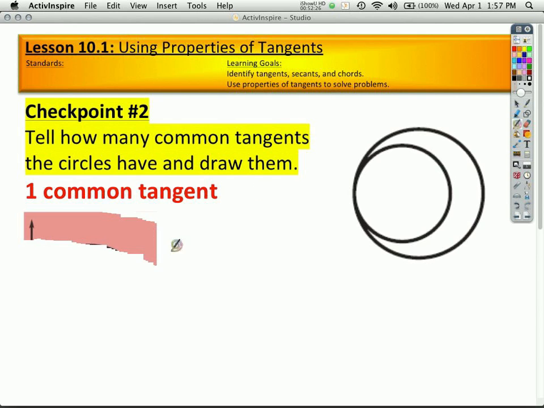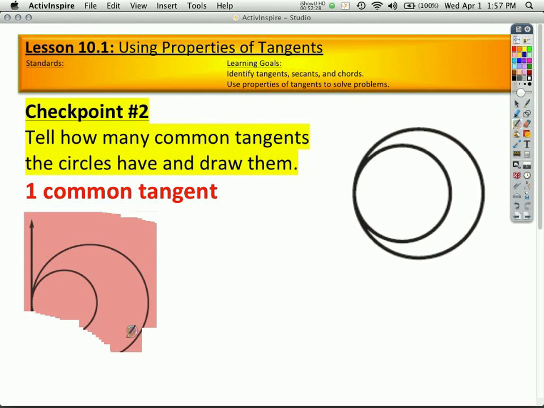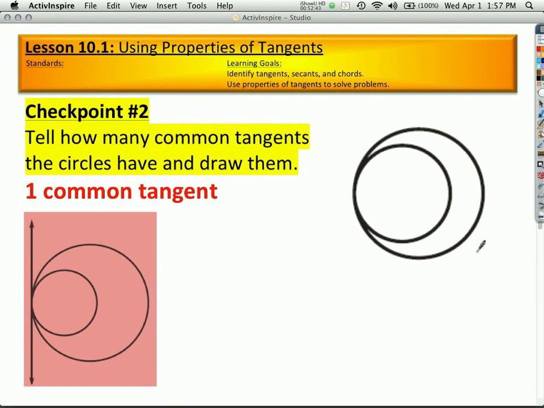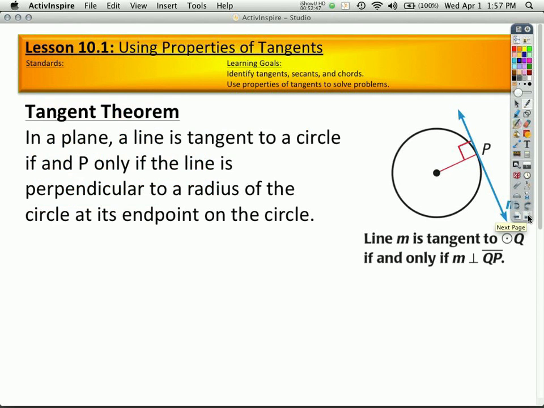Here's what your picture should have looked like. There was one common tangent on the outside of the two circles. Anyone have any concerns or issues with common tangents? Good, so we've done a good job of laying the foundation. Let's do the real work, and let's start using the theorems.